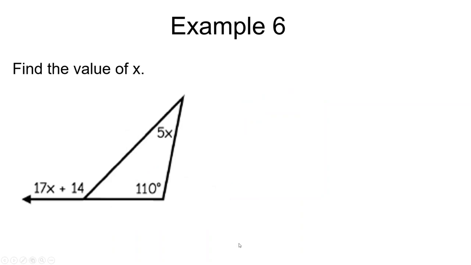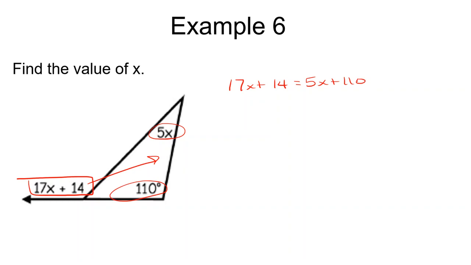Okay, so looking at another one, but now we have a little bit more algebra involved. Still, the same principle applies. Our exterior angle is 17x plus 14. So 17x plus 14 equals the opposite two remote interior angles, which are 5x and 110. So we're going to add 5x plus 110, and that's our equation set up.